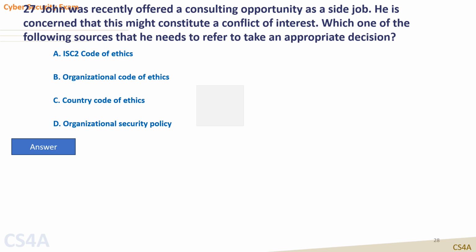The organization code of ethics. This might be the correct option, because the organization code of ethics may state the employees' duties and jurisdictions. Those are all mentioned in the code of ethics. You should refer to that one. And ISC code of ethics. This is also not relevant. And organization security policy. The security policy states the security concerns related to that organization's asset protection. That's also not the correct one. So option B is the correct one, organization code of ethics.